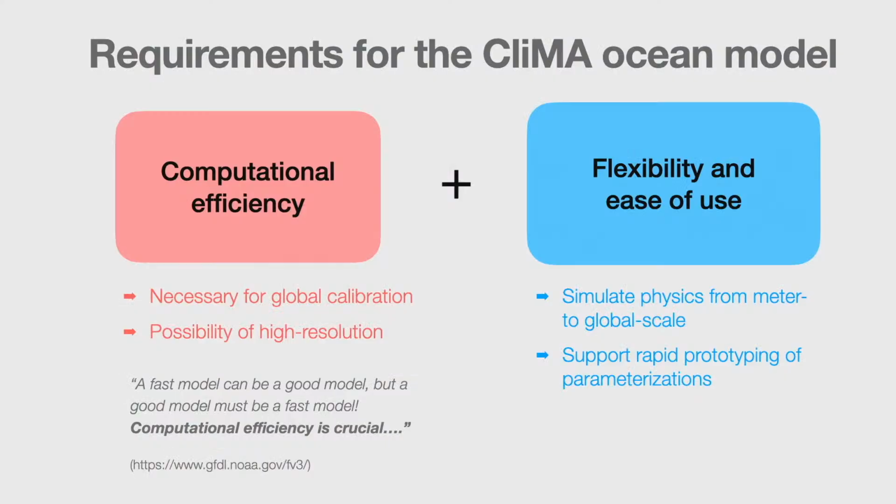So this approach really sets the requirements that we need for our new generation ocean model. First of all, it has to be computationally efficient because we want to increase the resolution, and because we want to calibrate the global model at high resolution, and this is a very, very heavy computational task. But second of all, the model has to be flexible and easy to use, because we want it to be able to represent all different physical processes, and we want to have a playground where we can really plug in and test different parameterizations, different ideas, and calibrate and see what works.